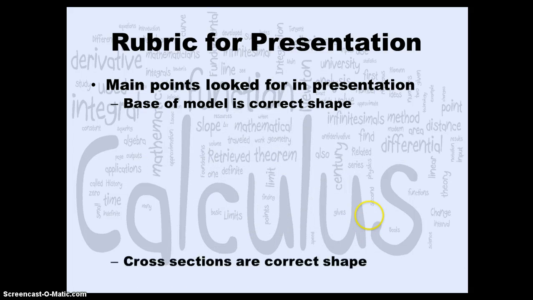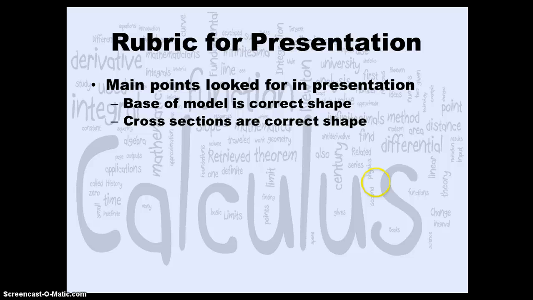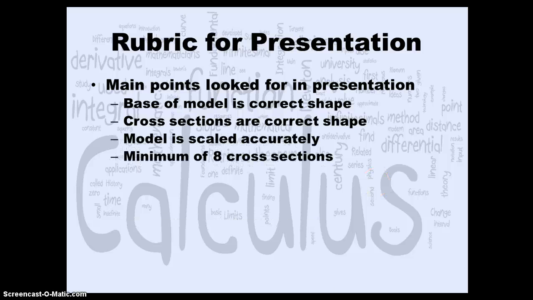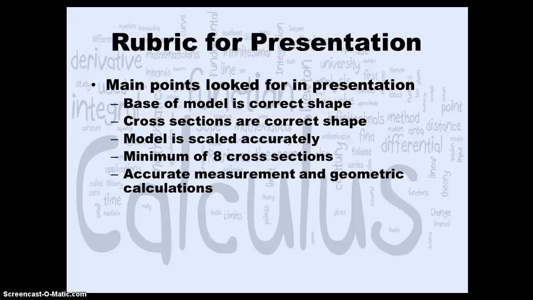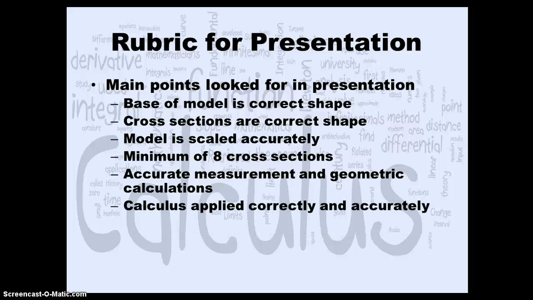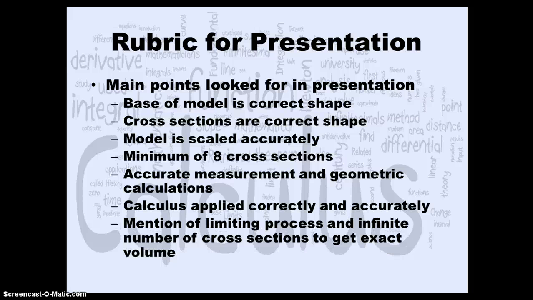What I mainly look for is that the base is the right shape, cross sections are the right shape, the model's scaled accurately, there's a minimum of 8 cross sections, they accurately measured each piece, and calculated volume geometrically. Then they have to calculate volume using calculus, then compare the two, and I want to see them mention the limiting process of calculus using an infinite number of cross-sections to get the exact volume.